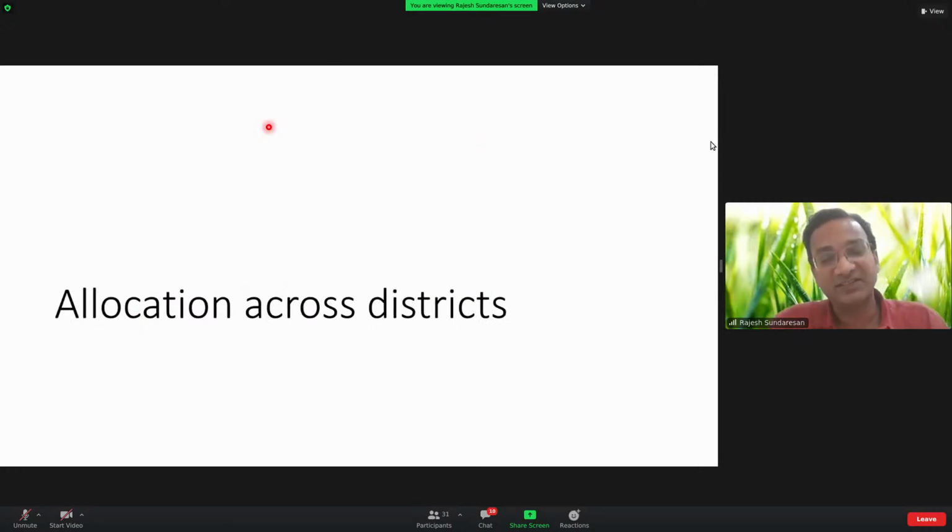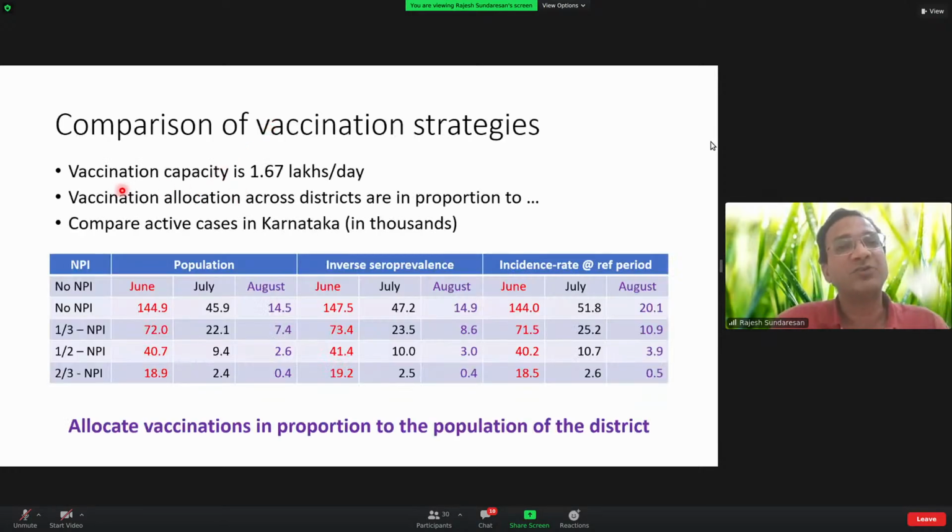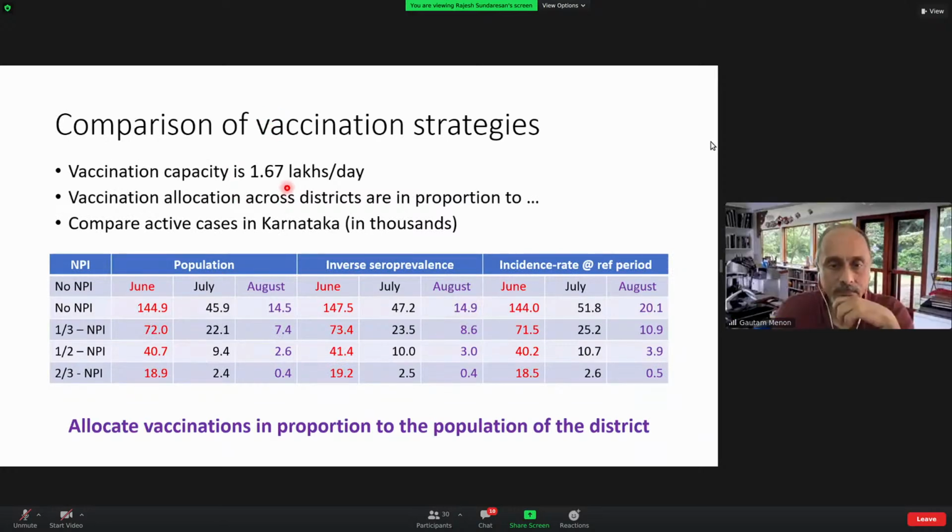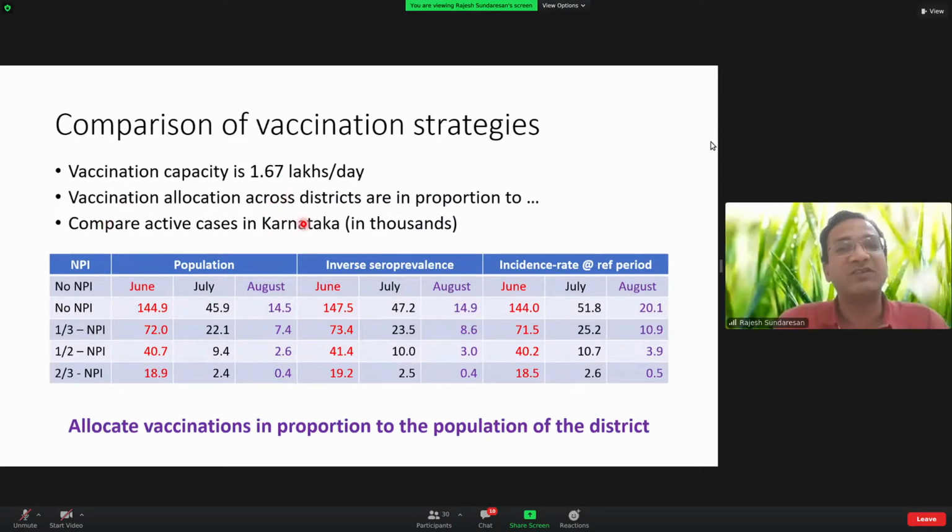So the next question that we wanted to address is allocation across districts. This is important because there are some vulnerable districts and some where the infection has possibly raged, and how do we allocate vaccinations across these? So assuming a 1.67 lakh per day vaccination capacity, what we have done is studied 3 different policies.